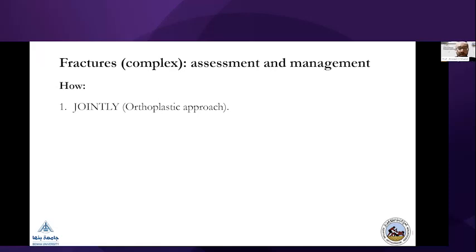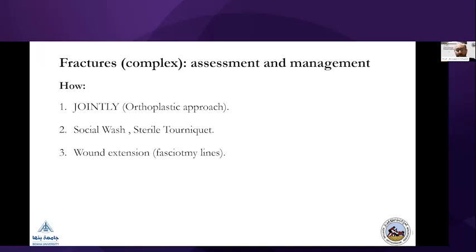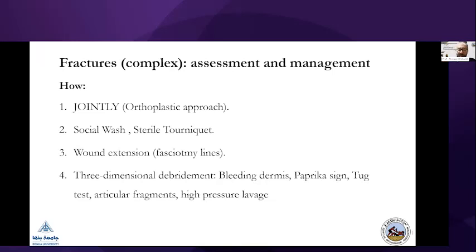The old fashion of doing some of the orthopedic job and then referring to a plastic surgeon turns out to be time-consuming, with more possibility of infections, and of course a lengthy duration. So this should be done jointly. Do the saline wash again, sterile tourniquet, wound extension. This will be done by the plastic surgeon along with the fasciotomy lines. We are talking mainly about the tibia, as this is the most common open fracture that we have.